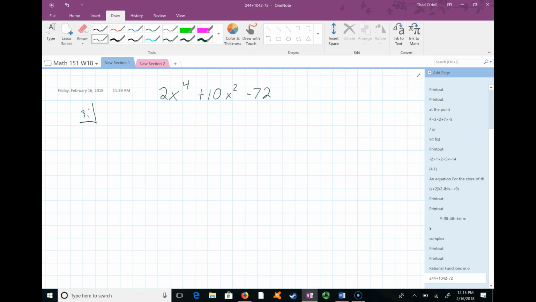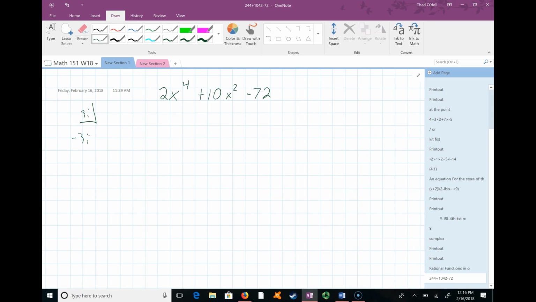Here's an example: given a polynomial and an imaginary root of this polynomial, find all the other roots. Of course it's a fourth degree polynomial, so we know there'd be 4 roots. And since 3i is a root, that means negative 3i is also a root. And so that's 2 of the roots.